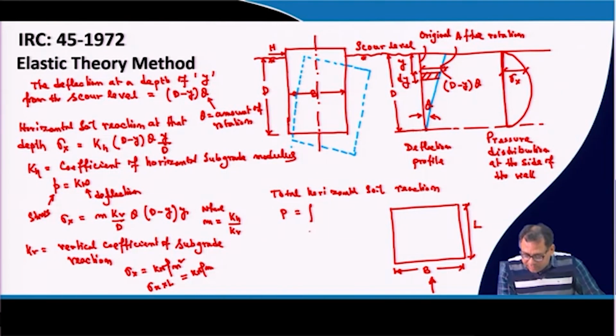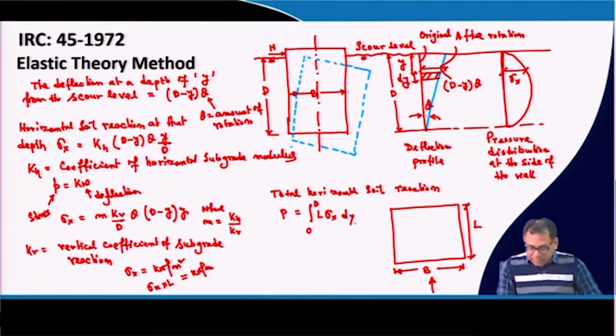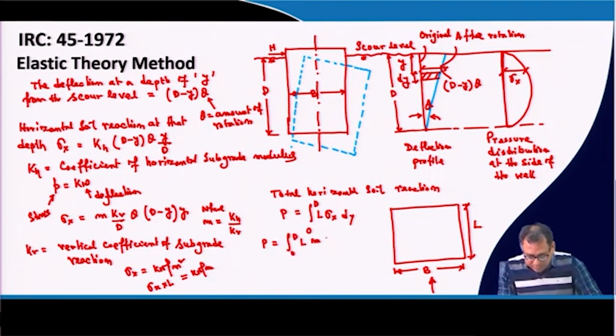So, that means we are integrating it 0 to d, because d is the total depth of the well, and then L and sigma x, and that is dy. Okay. So, now we can get from here that P is equal to, so if I now put 0 to d L and sigma x value is m kV divided by d theta, d minus 1 y into dy.